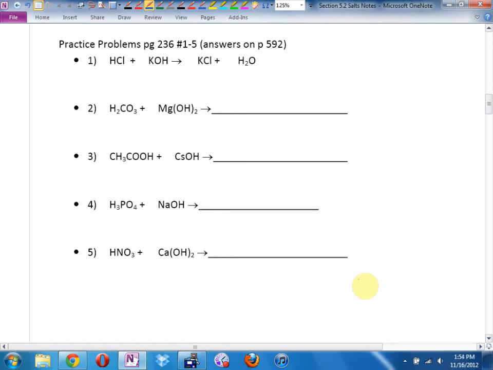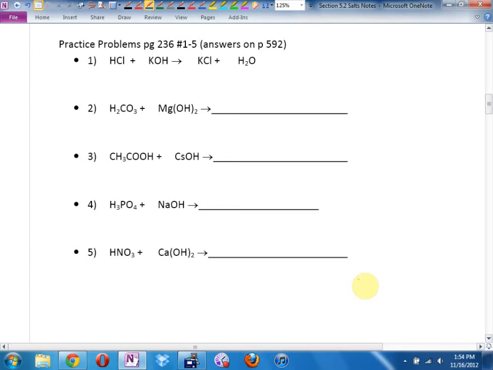Let's try balancing a couple of these together. These are the practice problems. I copied them out from page 236, numbers 1 to 5. The answers are on page 592, but we're going to walk through these together. The first one, I did the right-hand side for you. Let's see if we can figure these out. So HCl, acid, plus KOH, base, gives KCl, potassium chloride, plus water.